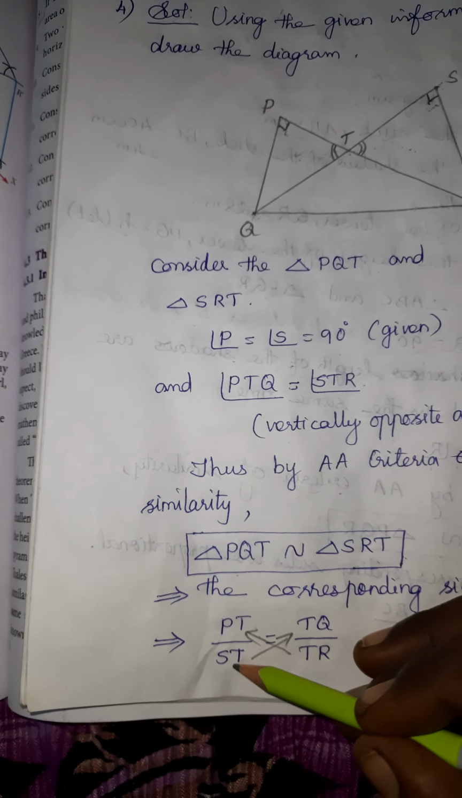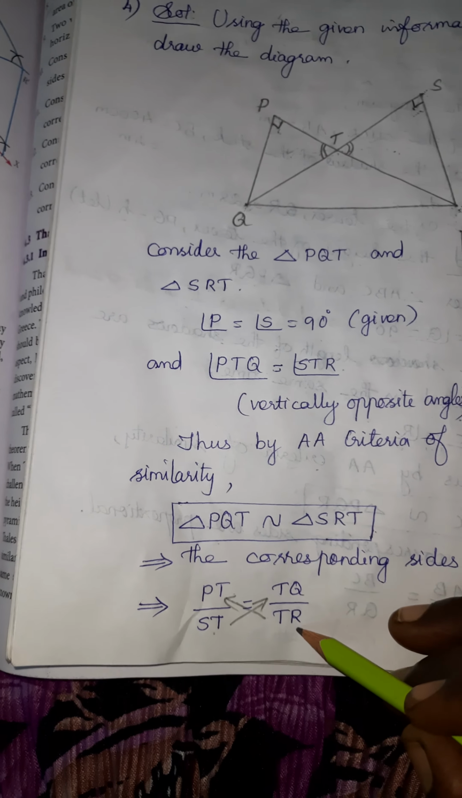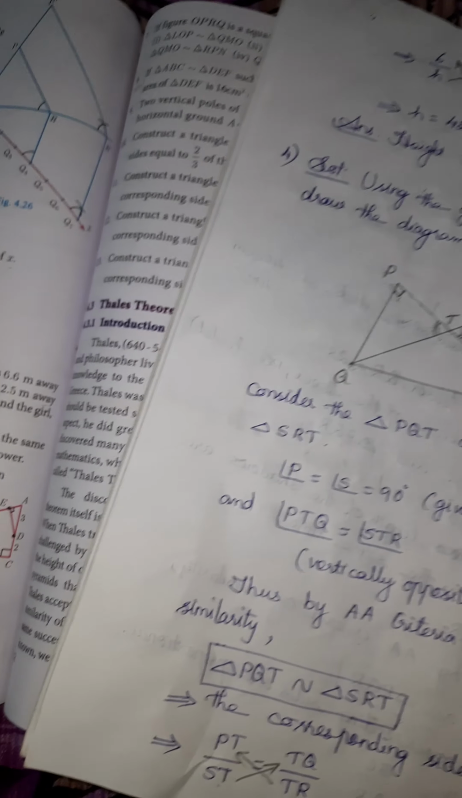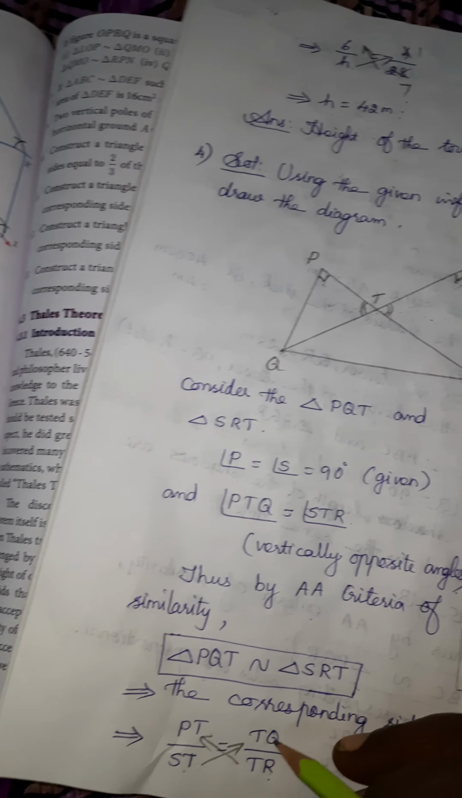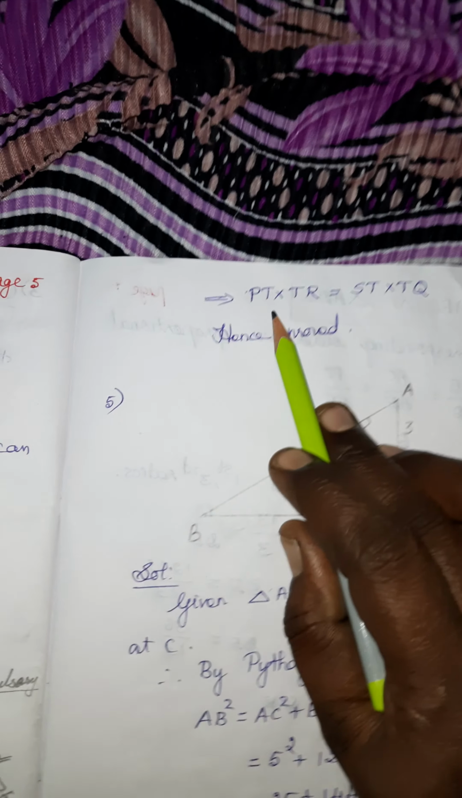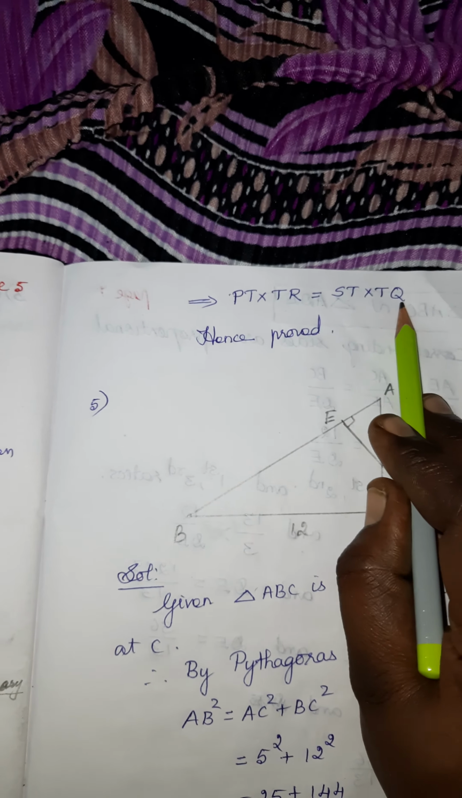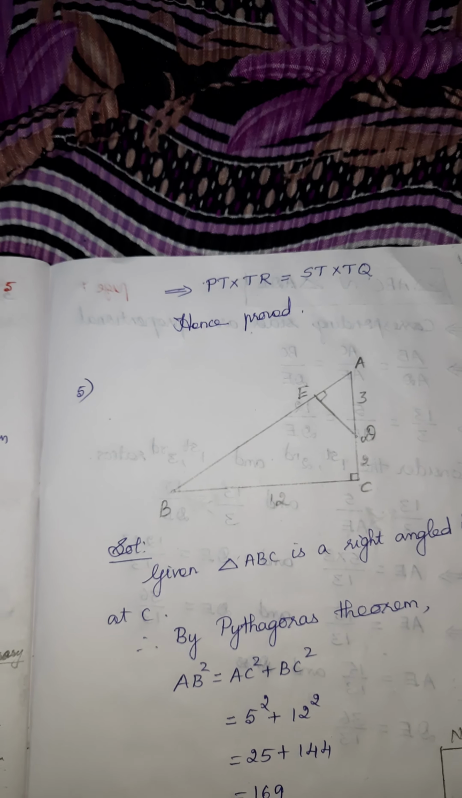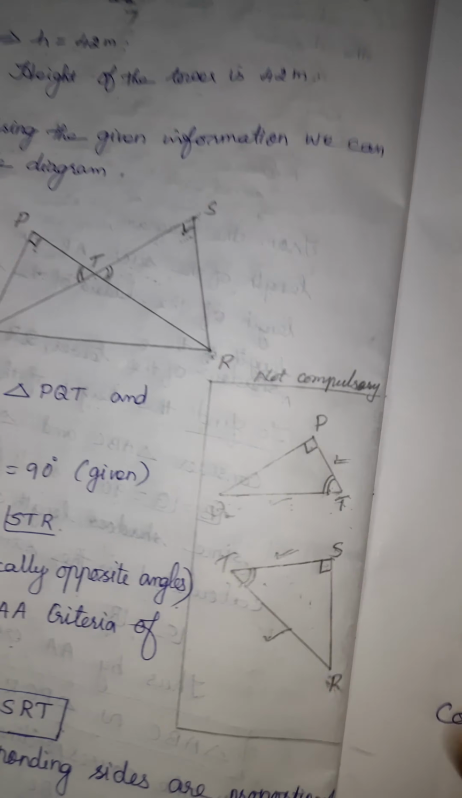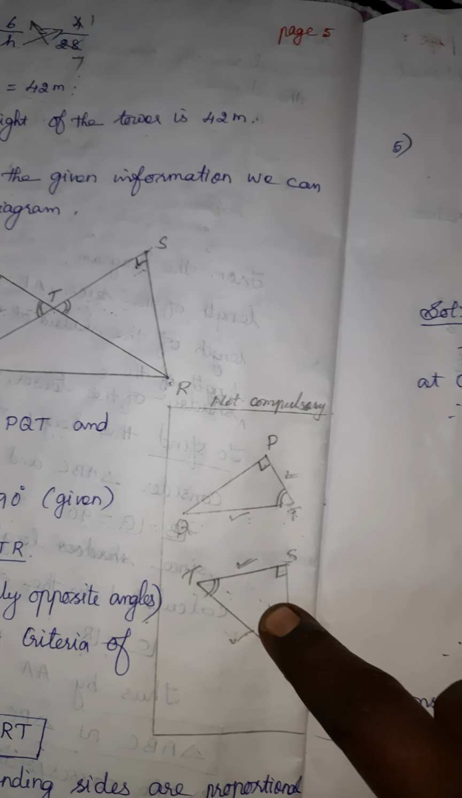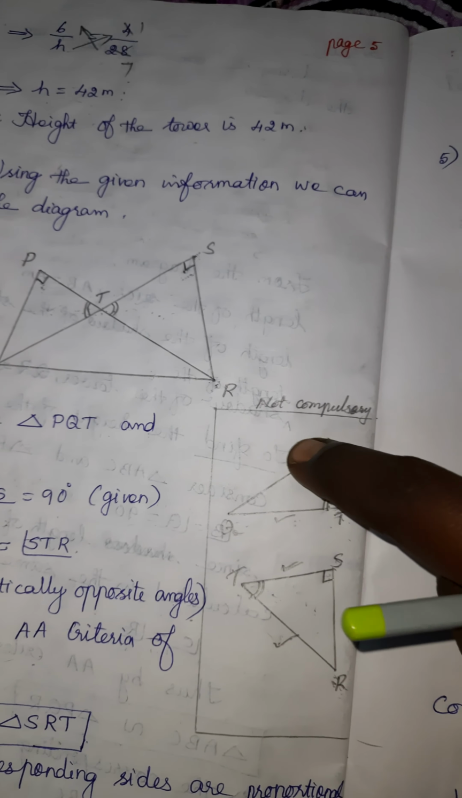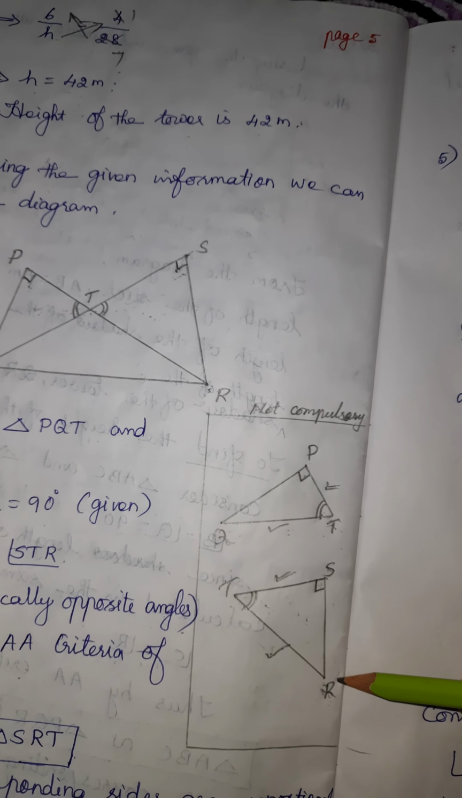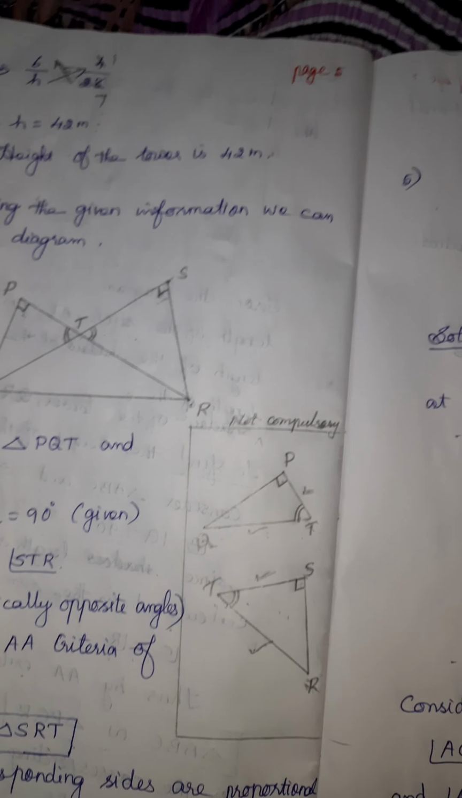So PT divided by ST equal to TQ divided by TR. Now you cross multiply, so you will get PT into TR equal to ST into TQ. That is only what we want to prove. So we got the result. Be careful to choose the ratio, then you will get the result correctly. Don't choose the other sides, PQ or SR. Be careful to choose, and you will get the answer.